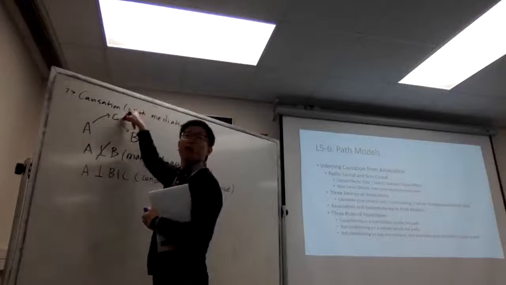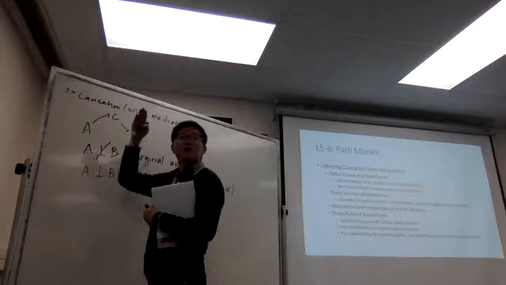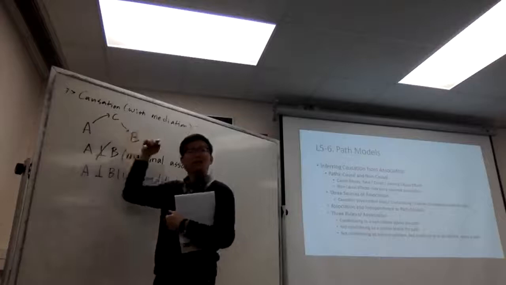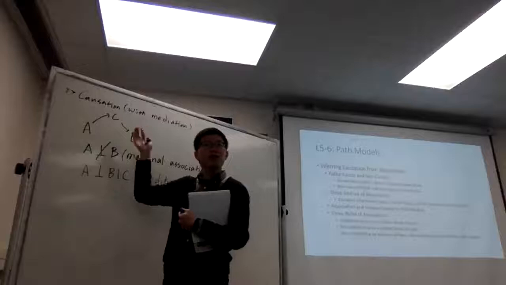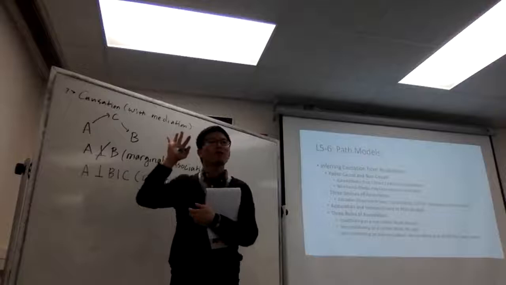So this association only happens when C changes to a certain level and B changes accordingly, right? That's how association works. But then C is fixed to a number, so it's not a variable anymore in this situation. So there is no association here. Good. Any questions so far?